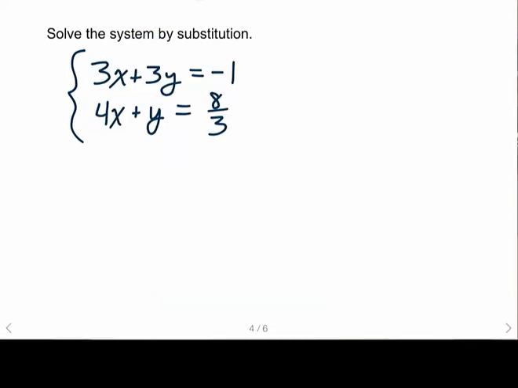Next, we're going to solve a system by substitution, the system being 3x plus 3y equals negative 1, 4x plus y equals 8/3. To solve by substitution, what I want to do is pick a variable and isolate it, and then substitute. Because in the second equation, I have 4x plus y equals 8/3, I'm going to pick that equation to solve for y. That gives me y equals negative 4x plus 8/3. The order of the terms, negative 4x, 8/3, is irrelevant. I just did that because I'm used to y equals mx plus b form.